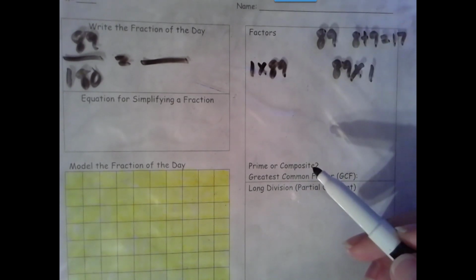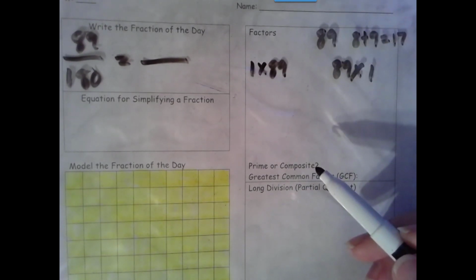The rule for 3 is that we add the digits together. 8 plus 9 is 17. 17 is not a multiple of 3, so 3 is not a factor. We try 5. The rule for 5 is that it ends in a 0 or 5. It ends in a 9, so 5 is not a factor. We try 7. 7 times 10 is 70, 77, 84, 91. 89 is not in that list, so 7 is not a factor.